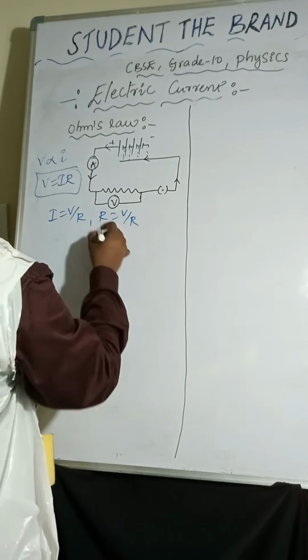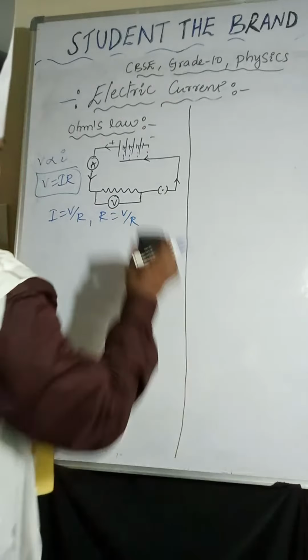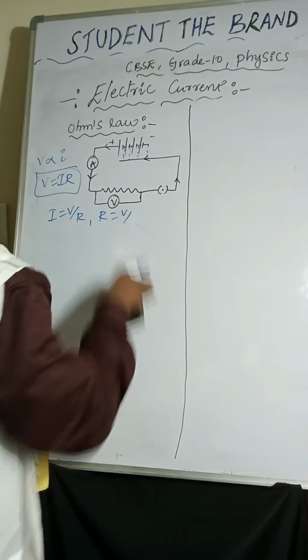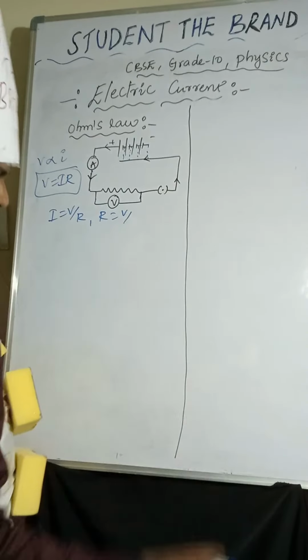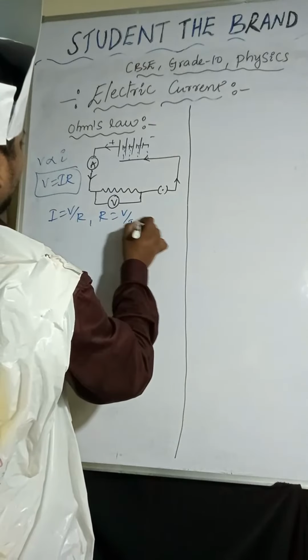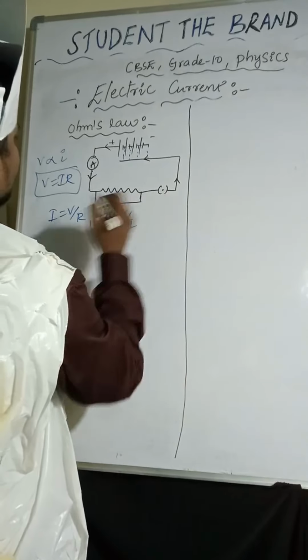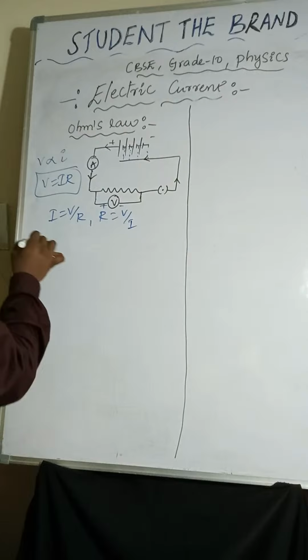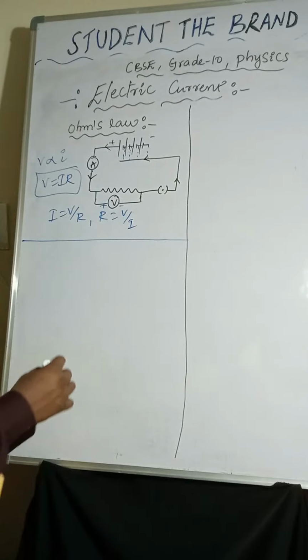Ohm's law gives the definition of resistance: R equal to V by I. Ohm's law gives the definition of resistance.